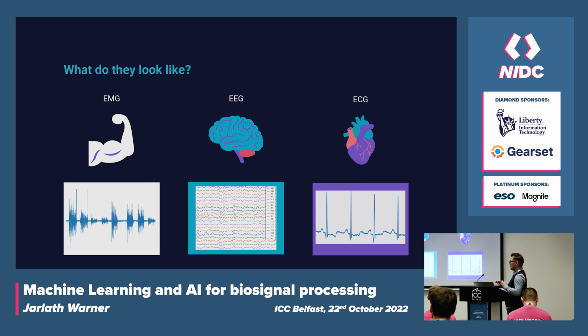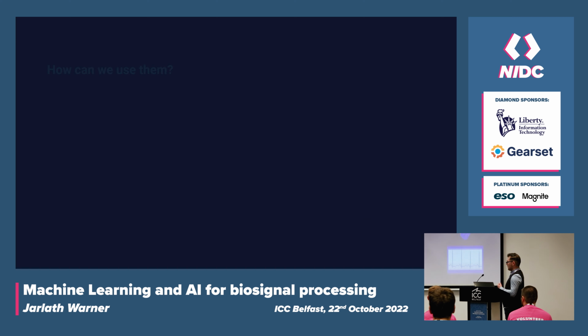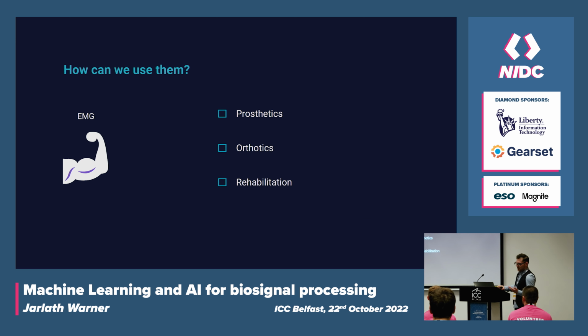Okay, so now we know what they actually are, but what do they look like? We can see here in the slide we have three different types of biosignals. We have EMG, which is electromyography, the electrical signals produced when our muscles contract, and it's really good at measuring muscle activity. Then EEG is the electrical signals produced by our brain. And lastly, we have ECG, electrocardiography, which is the electrical signals produced each time your heart beats.